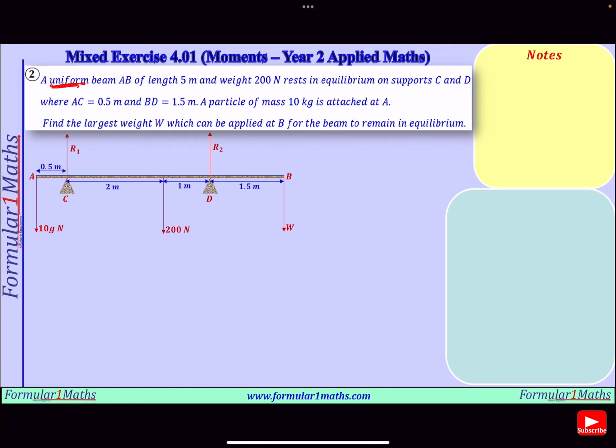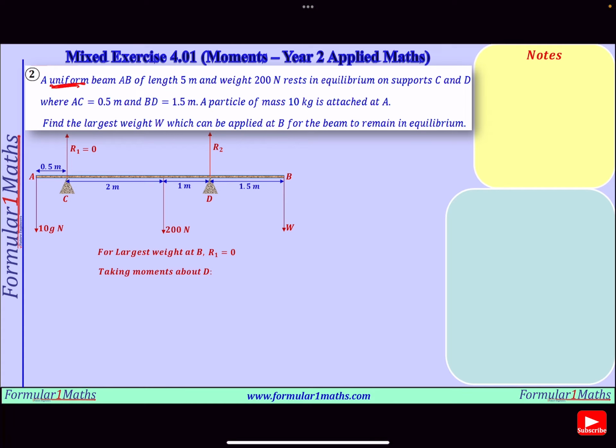I'm now in the position to take moments, but we are required to find the largest weight W that can be applied at B. For the largest weight, this will occur when the beam is at the point of tilting at D. In that case, the reaction at C will be equal to 0. So we don't have to worry about the moments due to R1. I've decided to take moments about D.